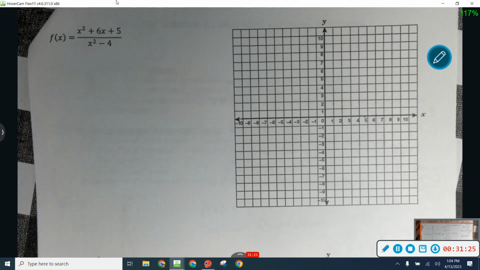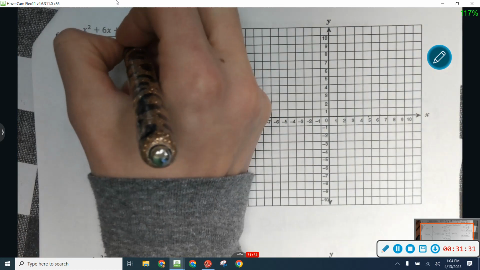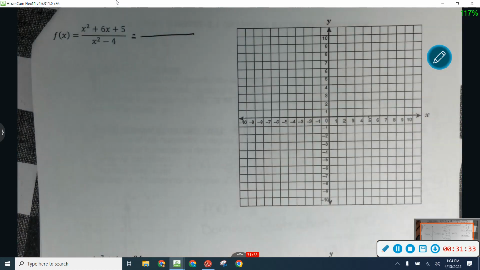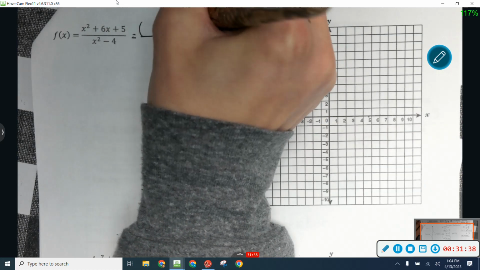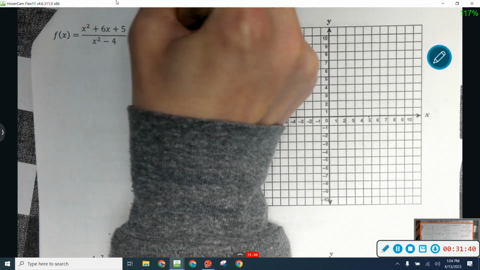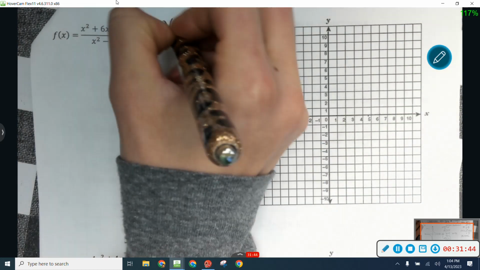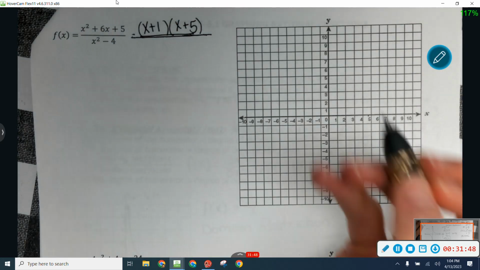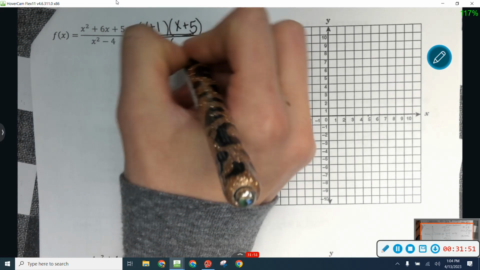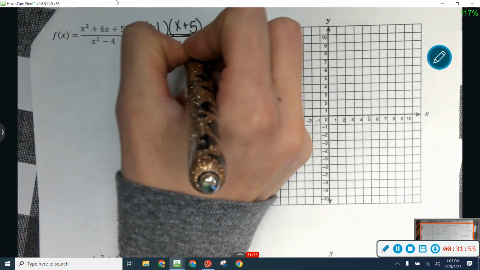Okay, so for the next example, I need to factor x squared plus 6x plus 5 and x squared minus 4. So my numerator, I want factors of 5 that will give me 6. Well, I only have one pair of factors for 5, which is 5 and 1. So x plus 1 and x plus 5. And then x squared minus 4 will factor into what? X plus 2 and x minus 2.